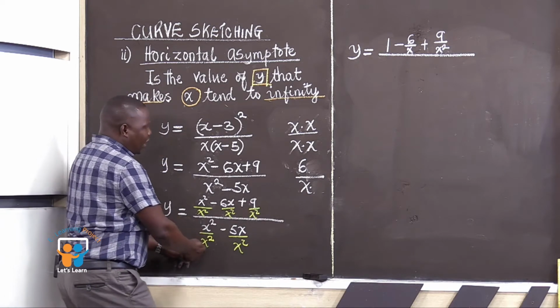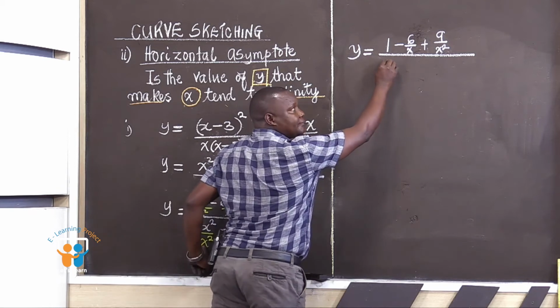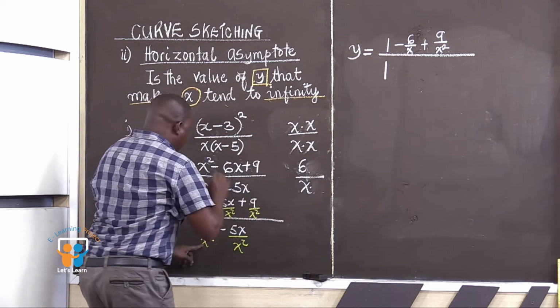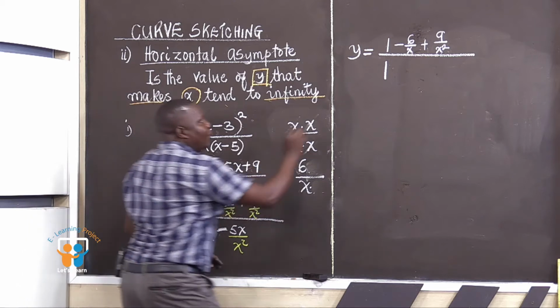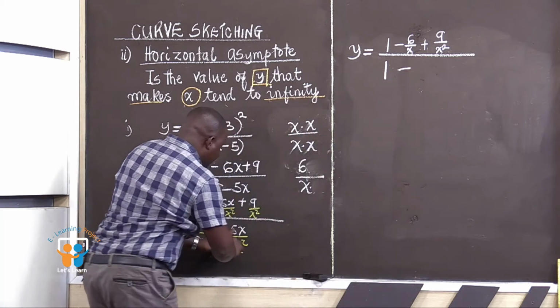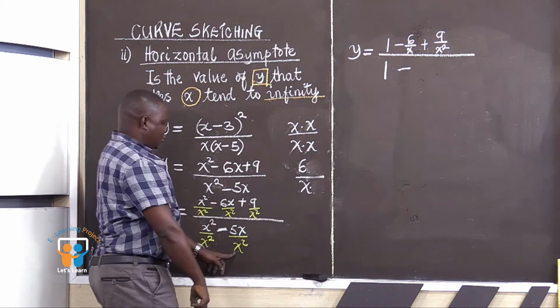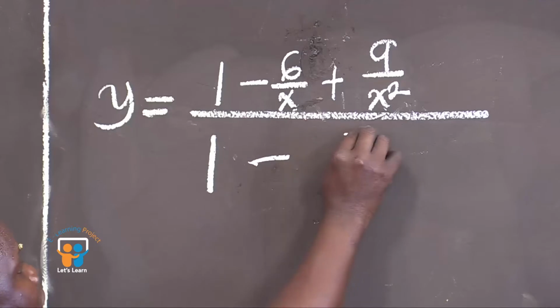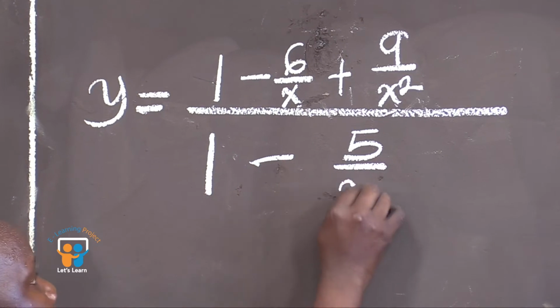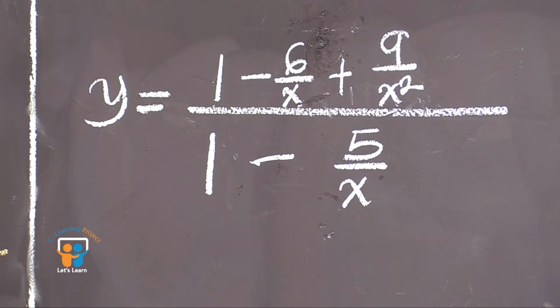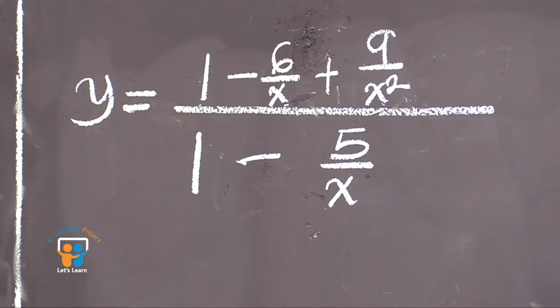x squared over x squared, we know is going to give us 1. And then this is a minus sign. We put a minus there. 5x over x squared is going to give us what? This x is going to die with one of those x's we saw already. And we're going to be having what? We're going to have 5 over x. Amazing. Now that we have simplified this one beautifully and wonderfully, class, what do we do next?